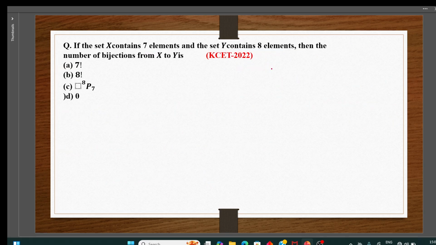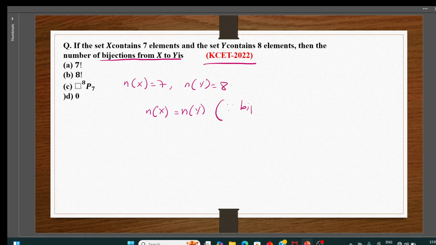It is a very simple question. This question is from KCET 2022. Here a direct question is there. If the set X contains 7 elements, so n(X) equals 7, and the set Y contains 8 elements, so n(Y) equals 8, then the number of bijections from X to Y is. For a bijection, we have to check that the number of elements in X equals the number in Y.